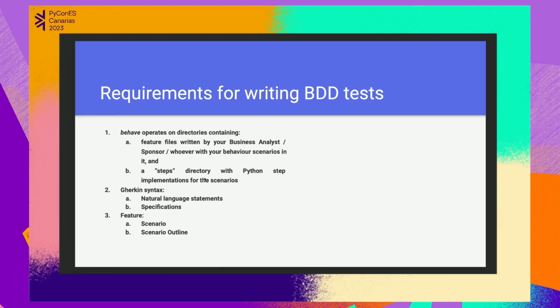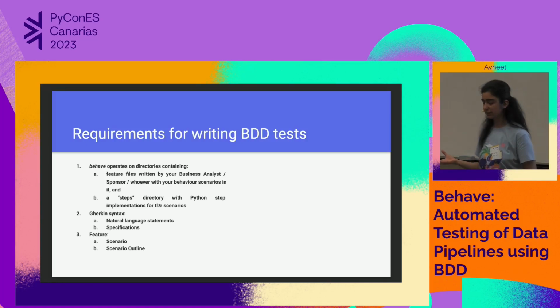Now let's get into the requirements for writing the BDD tests. In Behave, we write feature files. We have a directory called steps with the implementation of the scenarios, as I mentioned before, and all of these are in the Gherkin syntax, which is basically just natural language statements and specifications. For each feature that we write, we can have either a scenario or a scenario outline. The difference between the two we'll explore in the coming slides. This is basically all that you need to write BDD tests.